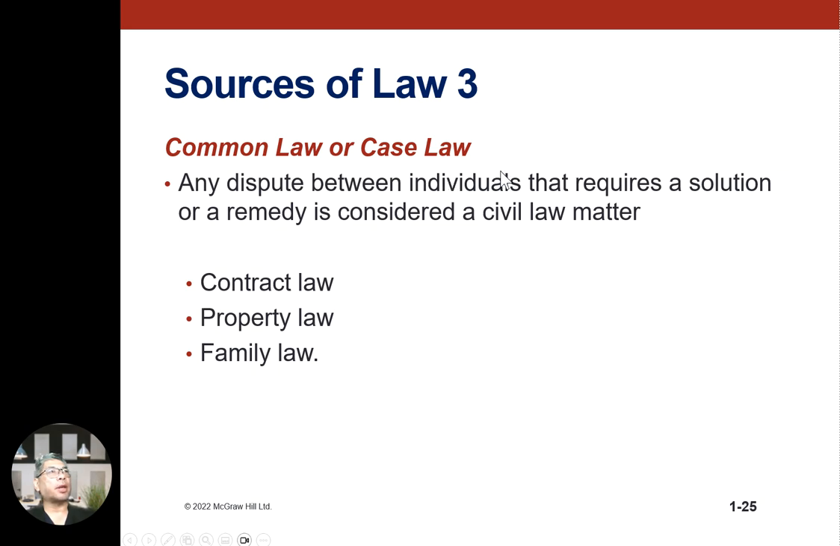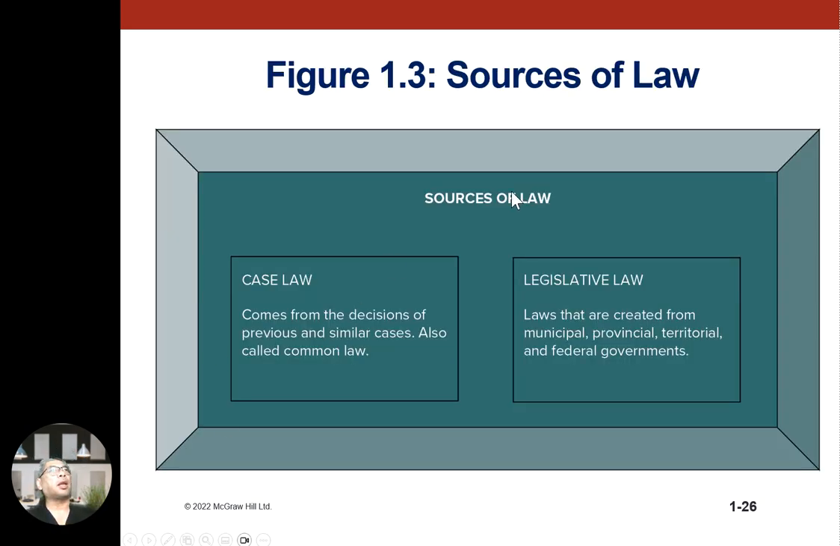Common law or case law: any dispute between individuals that requires a solution or remedy is considered a civil law matter, either contract law, property law, or family law. These are civil cases. You can take it to a family lawyer, to family court, or property law. You can go to any civil court anywhere in Canada. The source of law will be case law, which comes from the decisions of previous cases, also called common law or legislative law. The laws are created by municipal, provincial, territorial, as well as federal government.